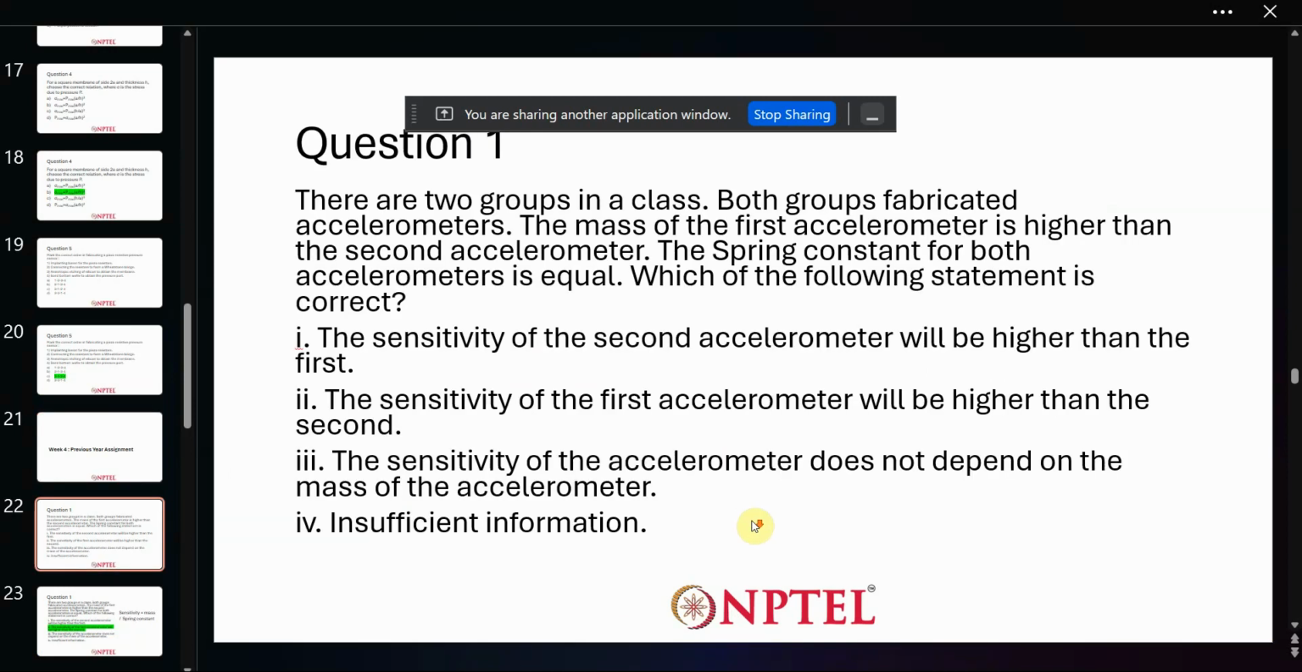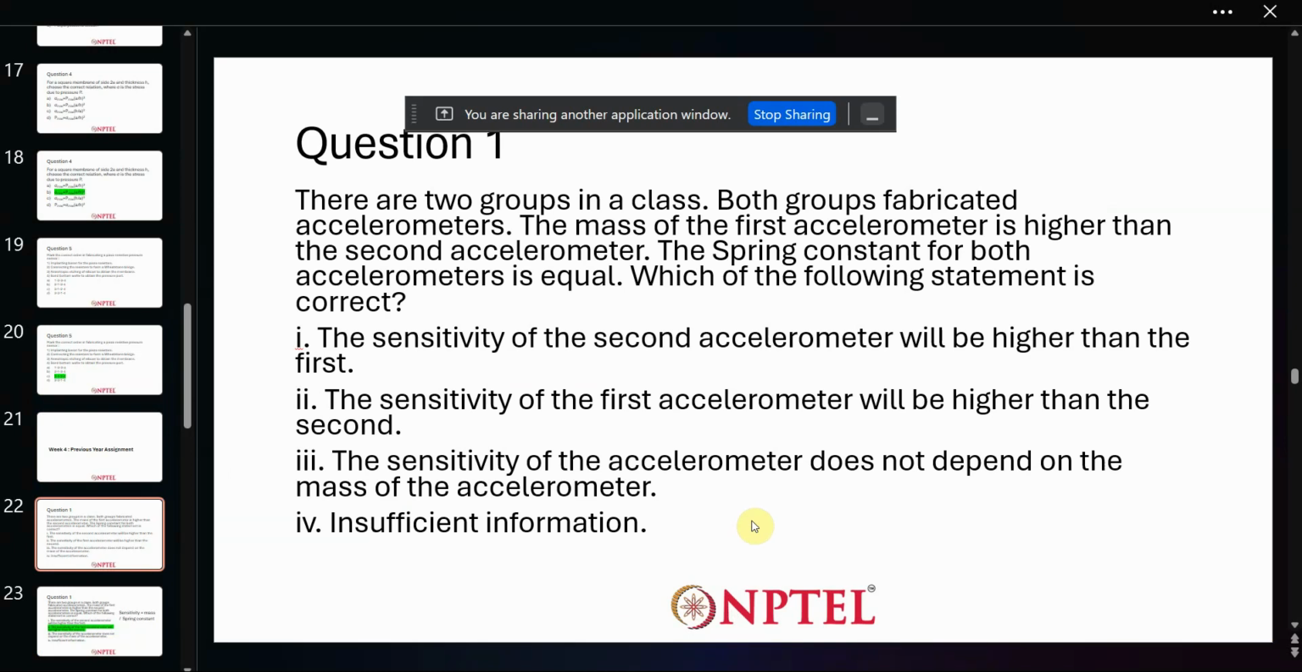So we have two groups. We'll move to question 1. We have two groups in the class. One group has fabricated an accelerometer. The mass of the first accelerometer is slightly higher than the second one. The spring constant for both is the same. So which of the statements is true?